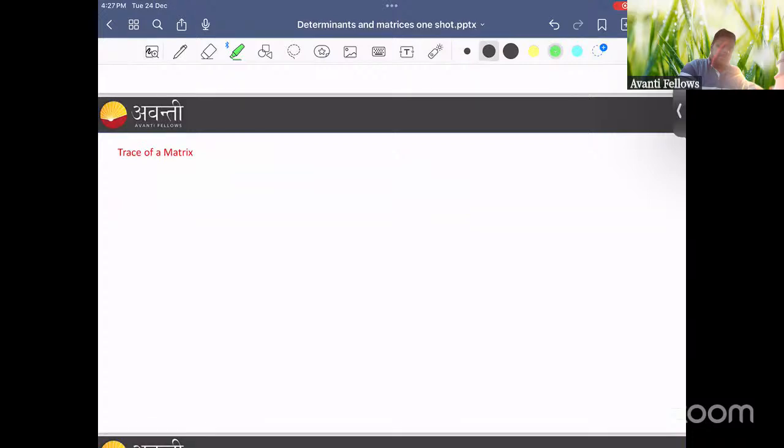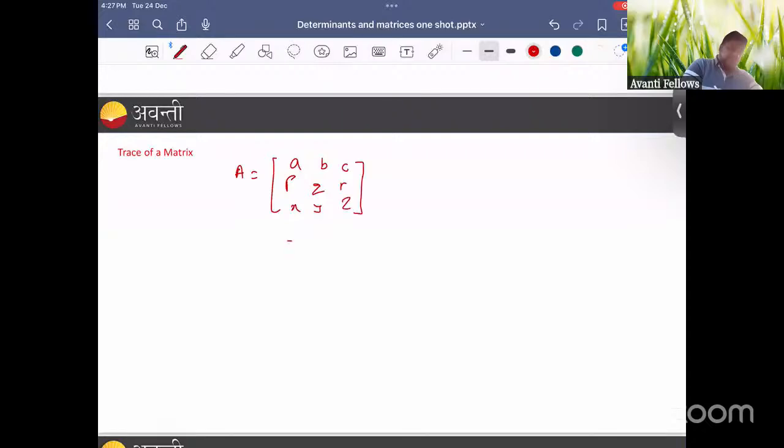Now, trace of a matrix is nothing different. It is just the summation of the diagonal entries of a square matrix. Got it? So if a square matrix A is [a, b, c; p, q, r; x, y, z], trace of A is the sum of the diagonal entries.